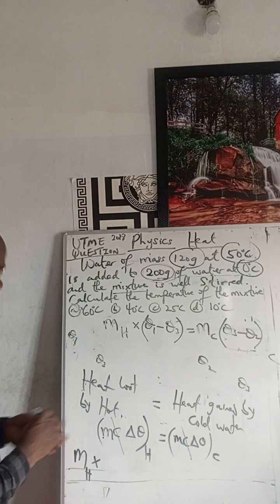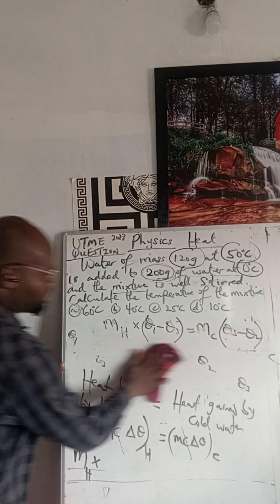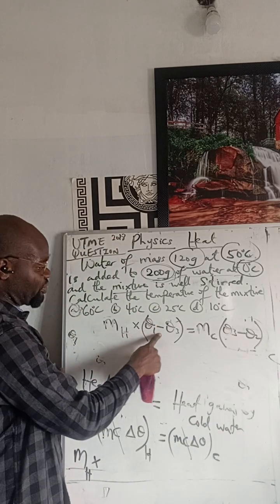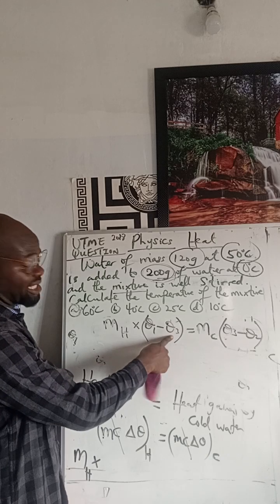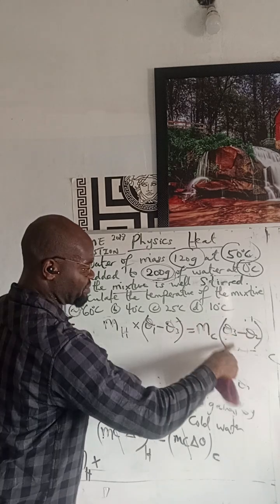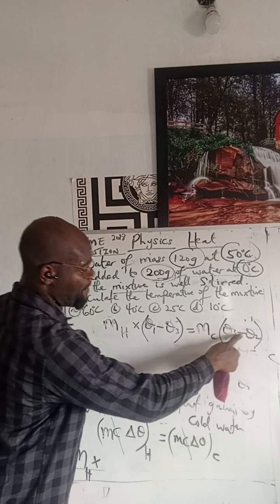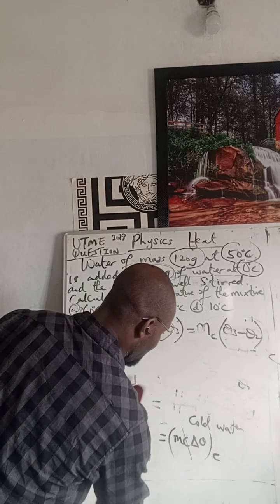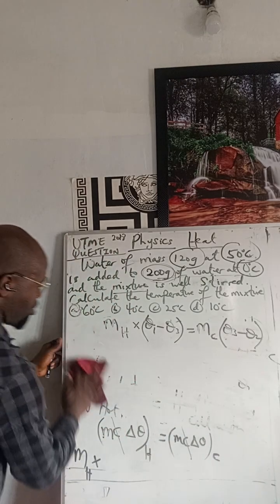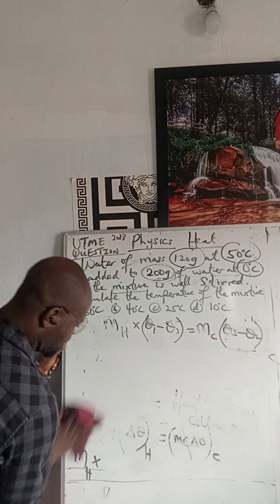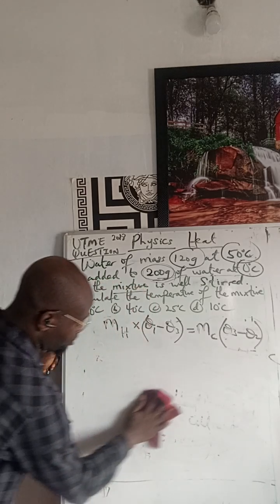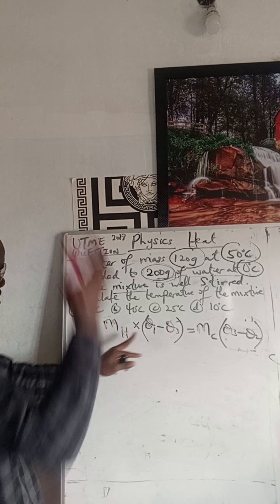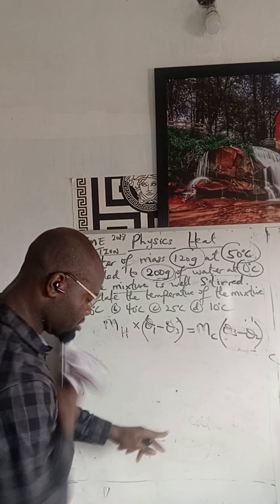So this is the formula you are going to use for this kind of question. Mass of hot water times theta 1, the temperature of hot water, minus theta 3, the final temperature of the mixture, equals mass of cold times theta 3 minus the temperature of the cold water, theta 2. Always apply this formula when you are given such a question. So please note it. mH(theta 1 minus theta 3) equals mC(theta 3 minus theta 2).